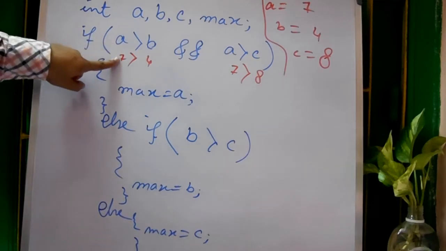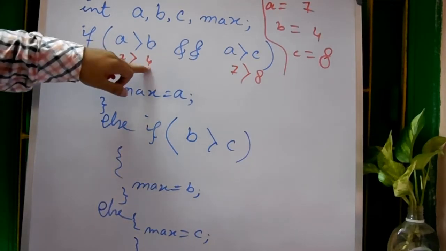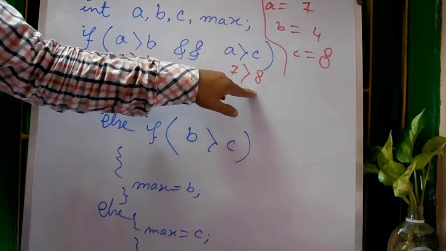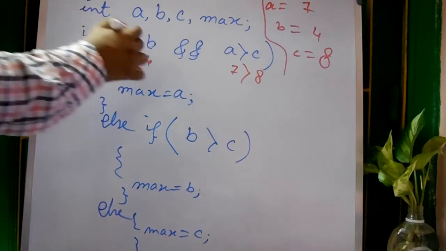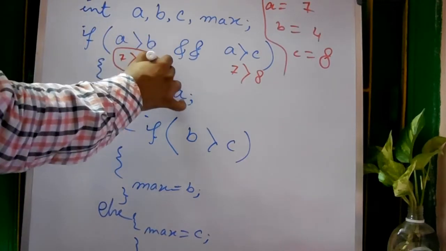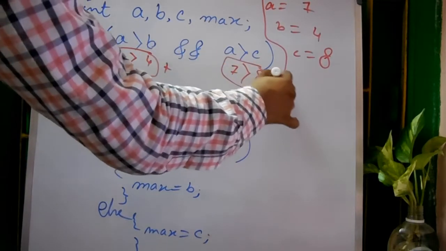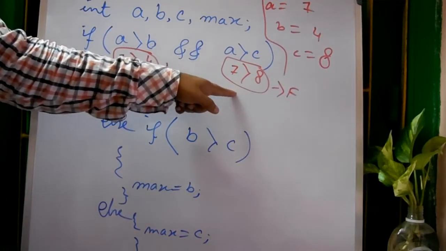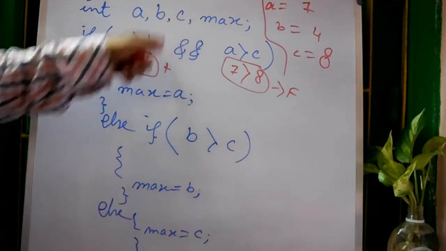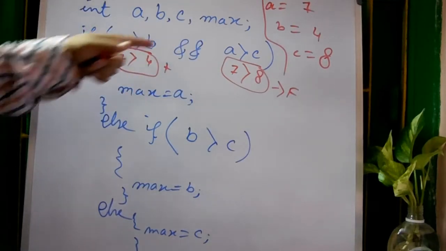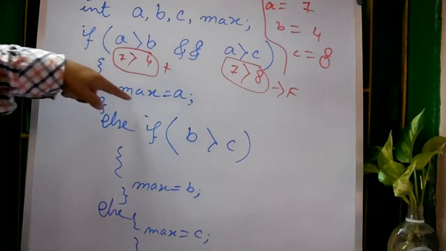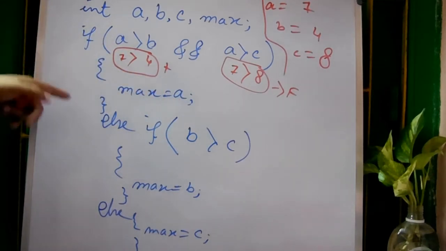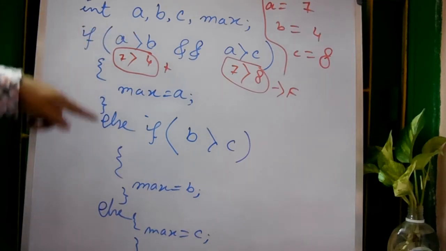So what is the returning value here? So 7 greater than 4, is it correct? Yes, this is true. 7 greater than 8, is it true? No, this is false. So this condition returns true, but this condition returns false. So one is true, another one is false, and in between we have used the AND. So in that time it will return false. So the if block will not execute, it will go to the else part. Now directly jump to the else part.